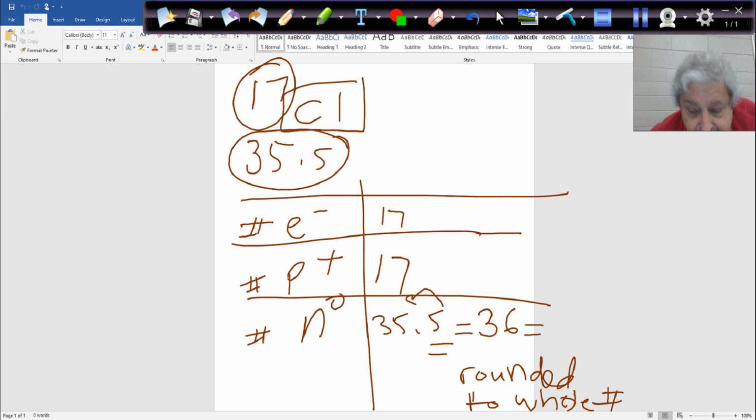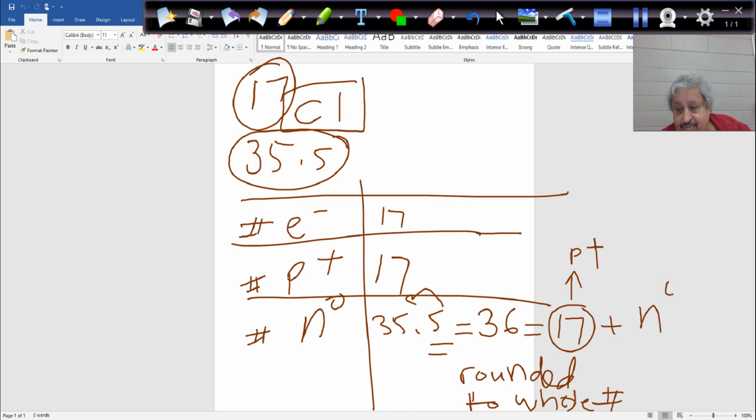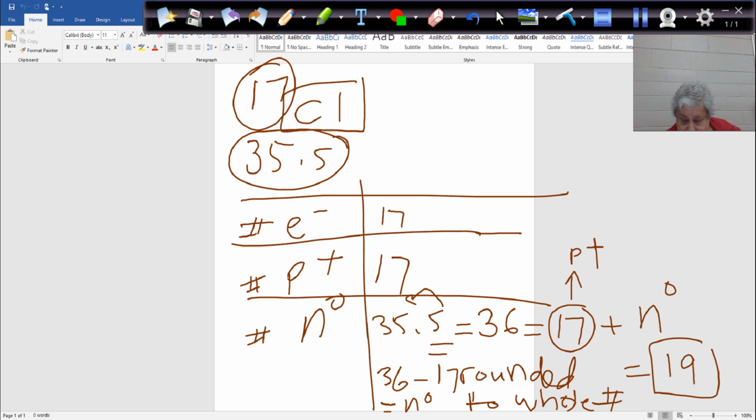I don't know the number of neutrons, so we said the number of protons plus the number of neutrons is 36. Correct? So now 36 minus 17 will give you the number of neutrons. How much is it? 19. So 19 is the neutrons.